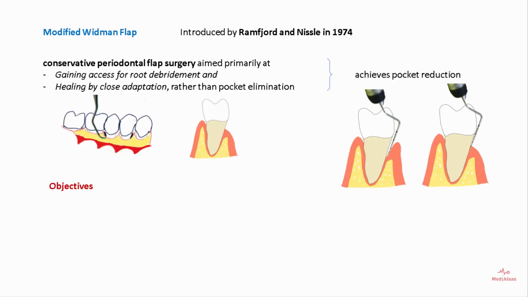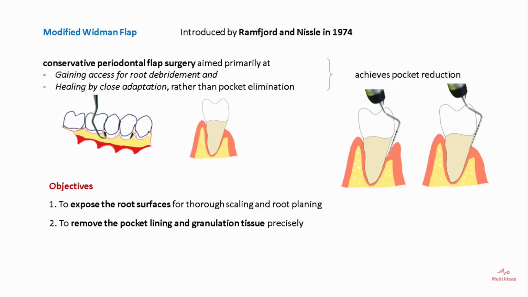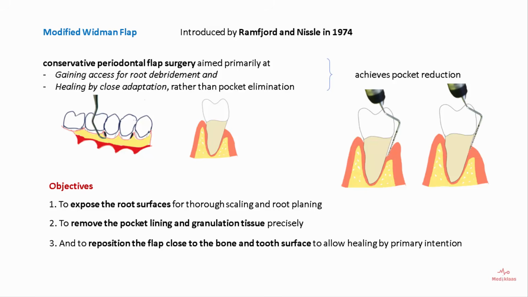The objectives of Modified Widman Flap are to expose the root surface for thorough scaling and root planing, to remove pocket lining and granulation tissue precisely, and to reposition the flap close to the bone and tooth surface to allow healing by primary intention.